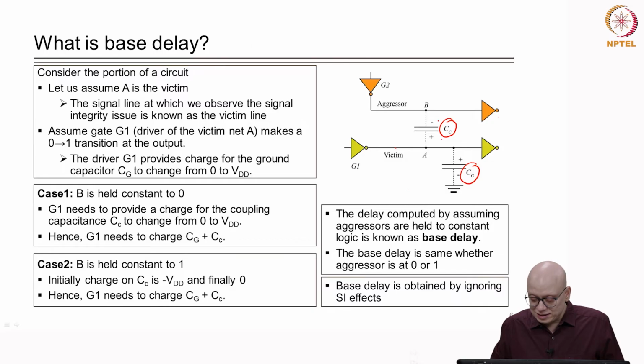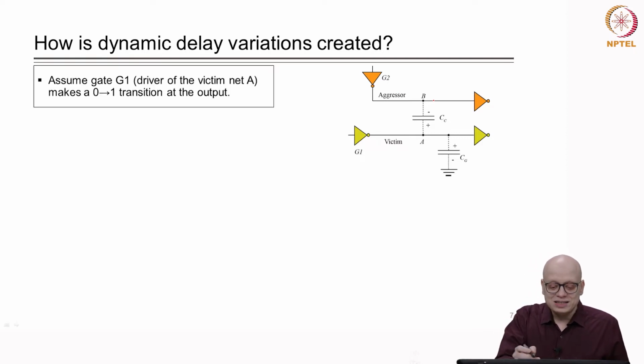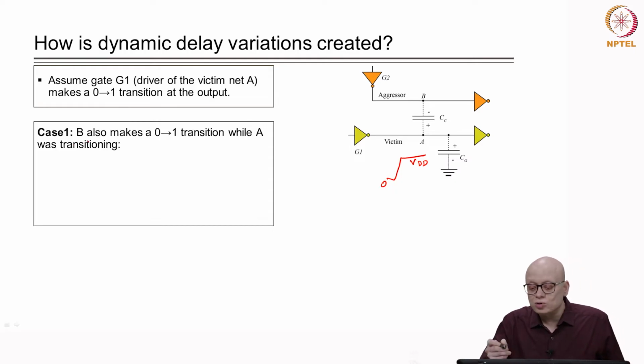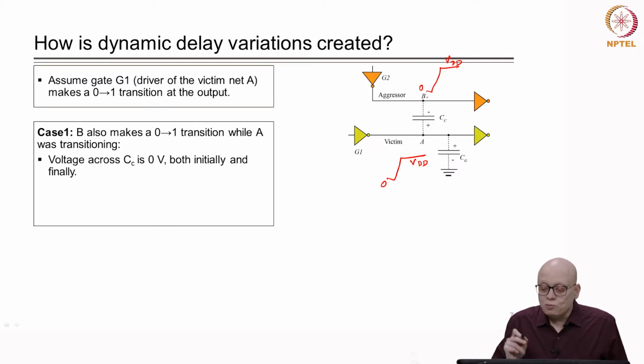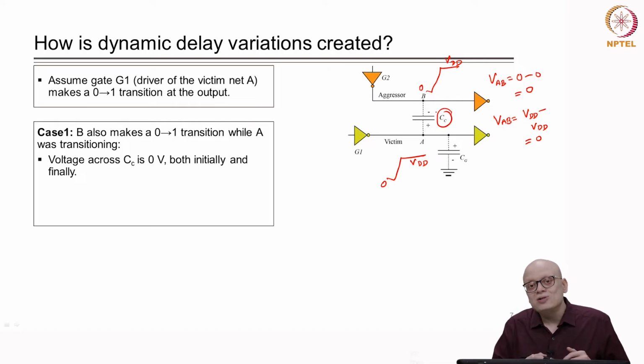Now, let us understand what will happen if the aggressor line is also changing. Assume that G1, the driver of victim line A, makes a 0 to 1 transition, that is 0 to VDD, as earlier, and let us assume that B also makes a 0 to VDD transition. In this case, what is the initial VAB, the voltage across the coupling capacitor? VAB is equal to 0 minus 0, which is 0. And what is the final voltage across the capacitor? Again VAB is VDD minus VDD, which is again 0. So the coupling capacitor's initial voltage is 0 and final voltage is also 0, meaning the coupling capacitor is not being charged.